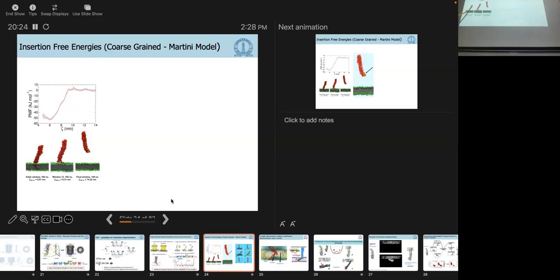So essentially what we do is we do a pulling simulation of the entire protomeric state of the single molecule, pulling it out and look at the free energy that you have. And you see a very favorable free energy around 50 kilojoules per mole, right? So this really wants to enter the membrane and it's happy to be in the membrane.